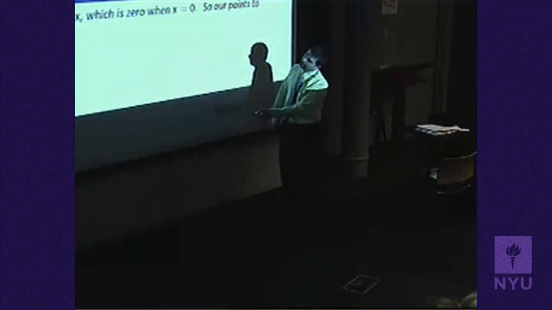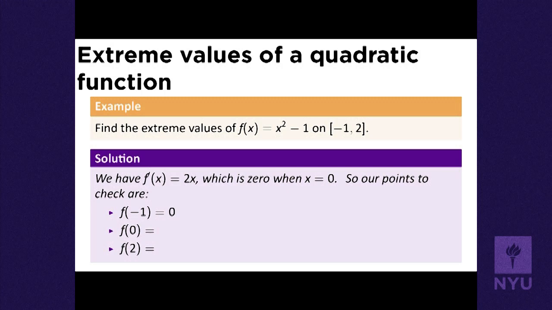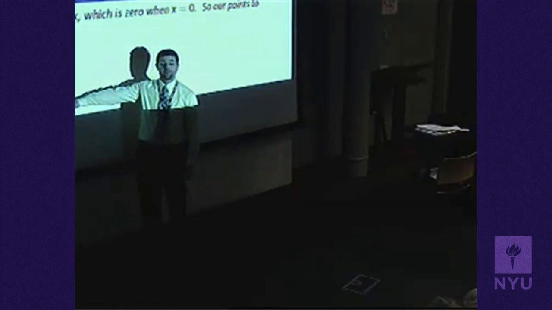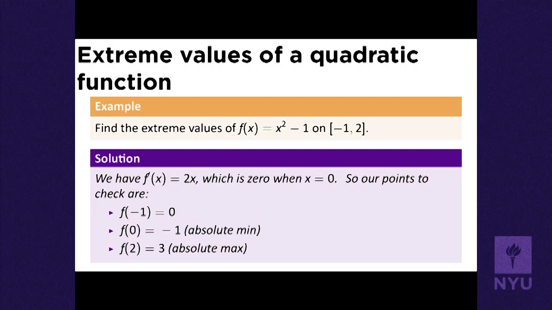When x is negative 1, f of x is 0. When x is 0, f of x is negative 1. And when x is 2, we have x squared minus 1, 2 squared minus 1, is 3. Okay, so which of these is the largest? 3 is the largest, so that's the maximum value. Negative 1 is the most negative, right? So it's the minimum.